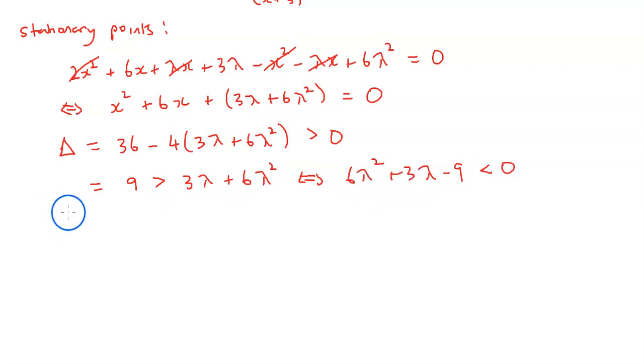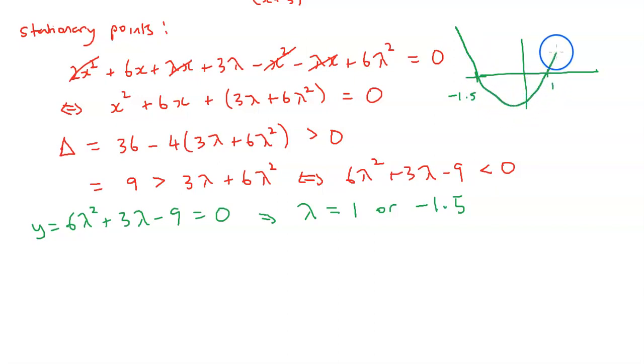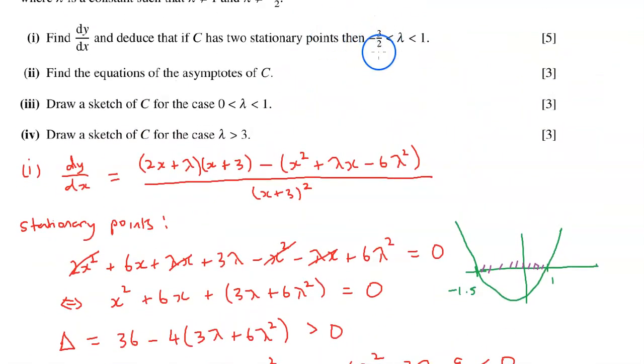And this is nice and easy. If we solve 6 lambda squared plus 3 lambda minus 9 equals 0, we get lambda equals 1 or negative 1.5. And if we draw the parabola, we haven't used y, so let's use y. If we draw the parabola y equals 6 lambda squared plus 3 lambda minus 9, it intercepts the lambda axis at 1 or negative 1.5. And so clearly the values of lambda where it's less than 0 are between negative 1.5 and 1. So negative 1.5 is less than lambda is less than 1. And I believe we were supposed to show it was between negative 3 over 2 and 1.